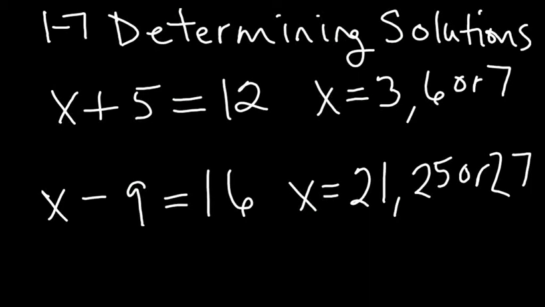1-7. Two things we have to do in 1-7. We have to determine whether something is a solution or pick the right one, and we have to solve equations. So first, determining solutions. They're going to give you a problem like x plus 5 equals 12. Then they're going to give you x equals 3, 6, or 7. You have to decide which one is the solution.